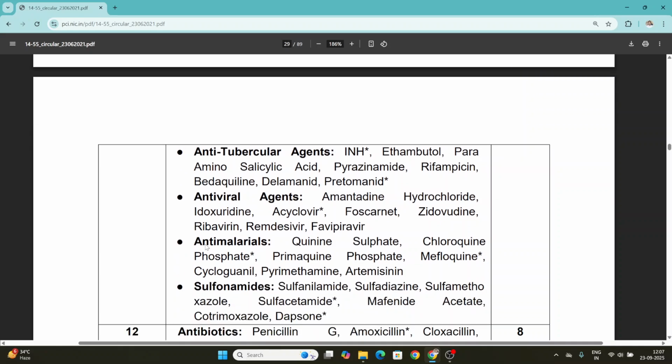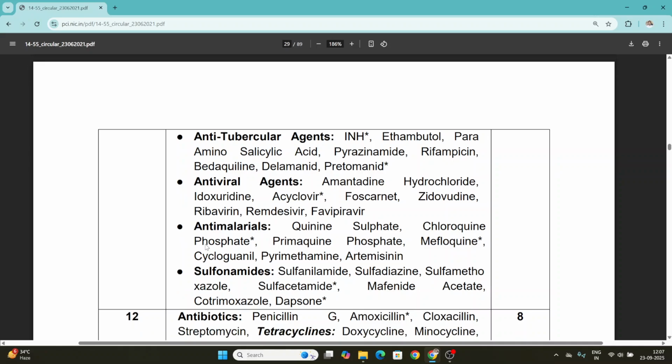Anti-tubercular agents: INH, ethambutol. INH is isoniazid, E for ethambutol, P para-aminosalicylic acid, this P for pyrazinamide, R is symbolized for rifampin or rifampicin, right? Bedaquiline, delamanid, pretomanid.